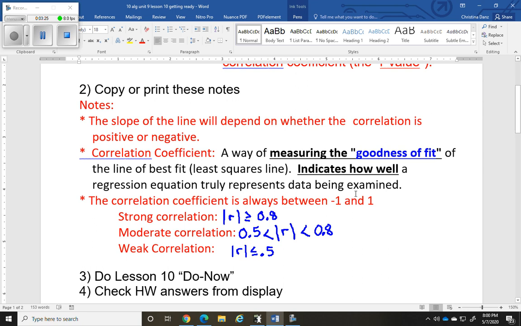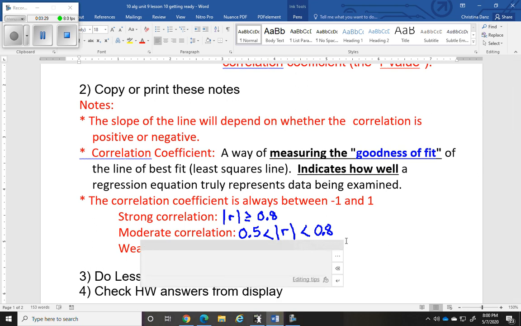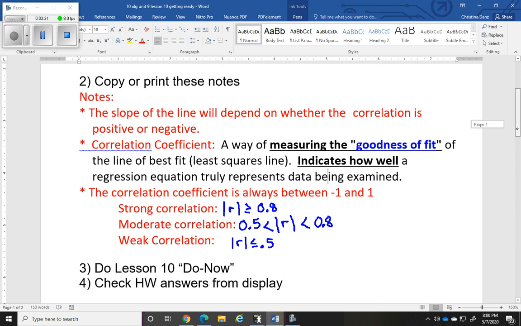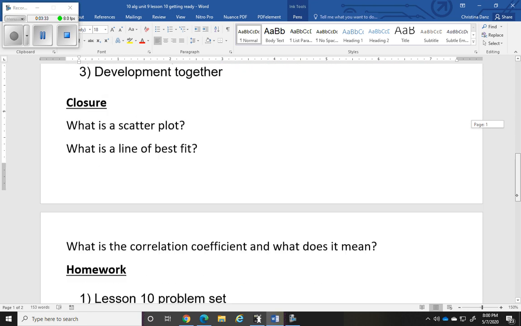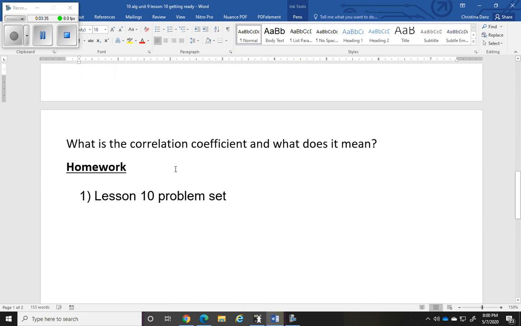So we do have a do now, and I will provide you with the answers from the lesson prior to this. And we will be talking about the correlation coefficient, what it actually means, and your homework is to do the problem set.